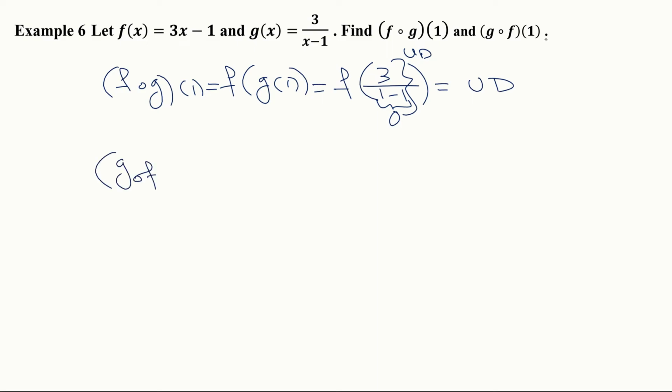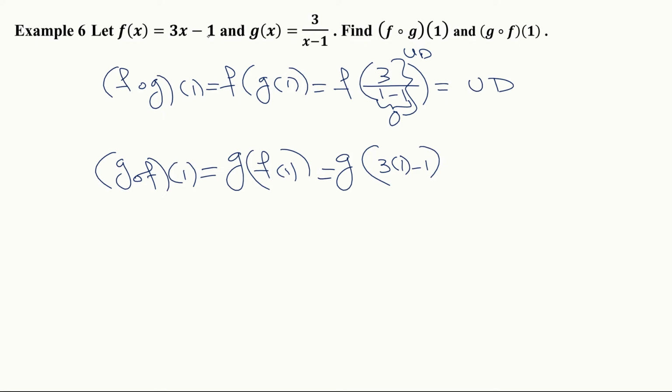So g circle f of 1 is going to be g of f of 1 by definition. So that's g of, now we're going to figure out f of 1. f of x is 3x minus 1, so f of 1 is going to be 3 times 1 minus 1. That's 3 minus 1, which is 2, so that's going to be g of 2. Now, what does g do to an input? It takes 3 and divides it by that input minus 1. So it's going to be 3 over 2 minus 1, which is 3 over 1, which is 3.